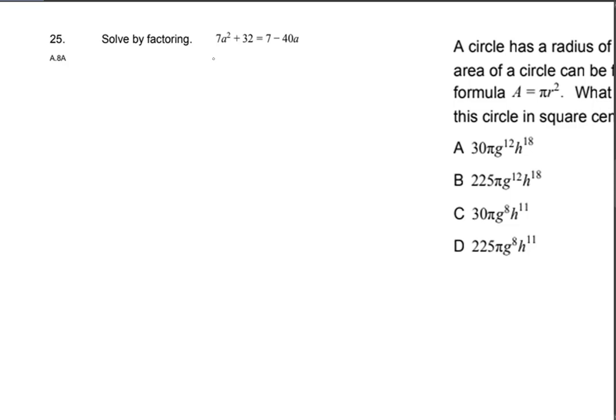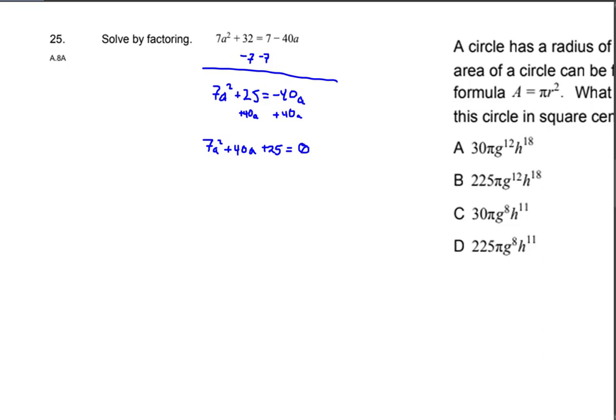So you have 7a squared plus 32 is equal to 7 minus 40a. I'm going to start by subtracting 7 from both sides. I have 7a squared, and 32 minus 7 is going to be plus 25, is equal to negative 40a. You might be wondering why I'm doing this. Well, the problem is we have stuff on both sides of the equation. We need to get everything over to one side, so I have my ax squared plus my bx plus c. So now my step is to add 40a to both sides. So 7a squared plus 40a plus 25 is equal to 0.